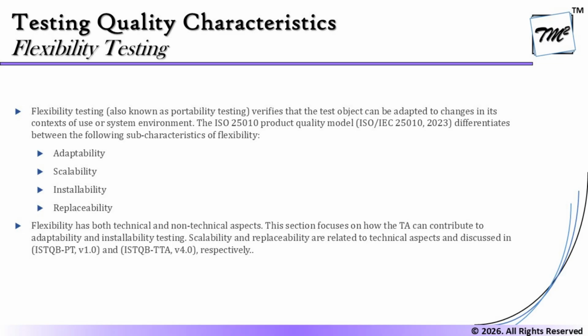In simple words, adaptability is to adapt to the changing environment. Scalability is moving it to the next level, like making it work for a bigger audience or perform well for a larger group of people. Installability is to deploy it in the target intended environment. And of course, replaceability is replacing one of the components of an existing system with another.